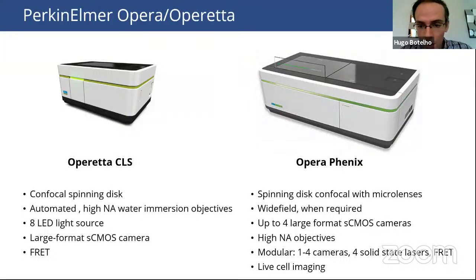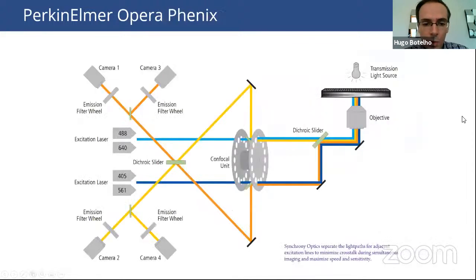PerkinElmer has the Opera and the Operetta systems. These are spinning disk systems, which perform 3D imaging. They are very, very versatile. You can have up to 8 LED light sources or a collection of solid-state lasers, which can even enable you to do FRET, fluorescence resonance energy transfer imaging, and also live-cell imaging in the system.